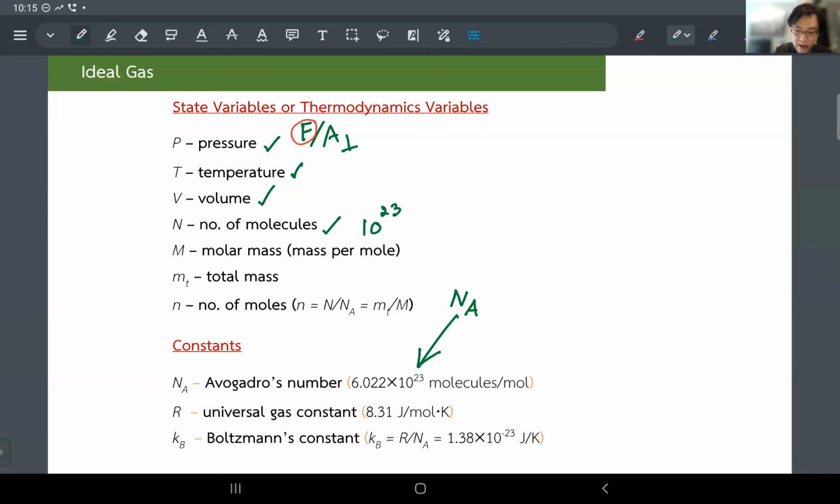Okay, so the mole that we defined, it means you just take the N, the number of molecules, and divide it by that Avogadro number, the constant over here, and you will get the small n. That is the number of moles. So it's right here, the number of moles. Sounds good? Are you guys familiar with this? All right.